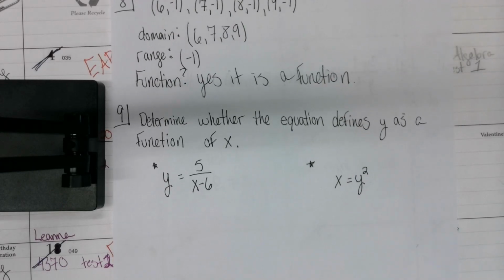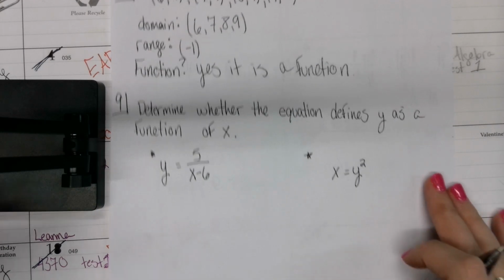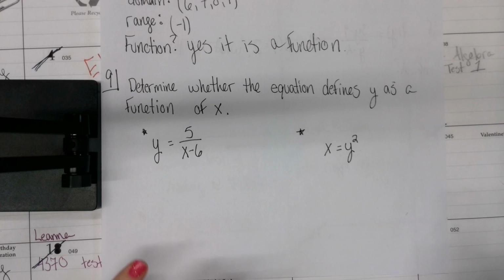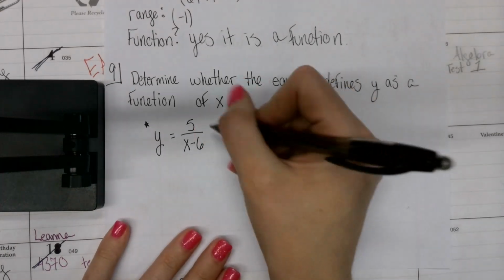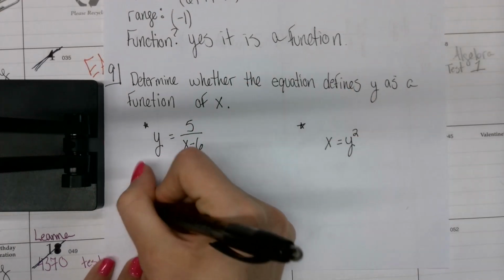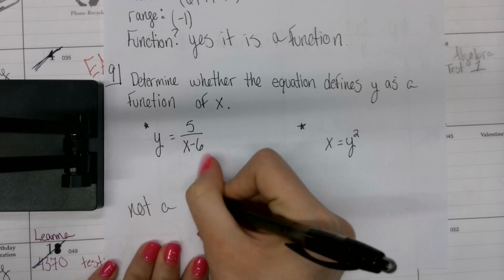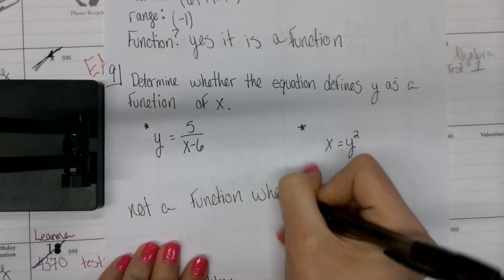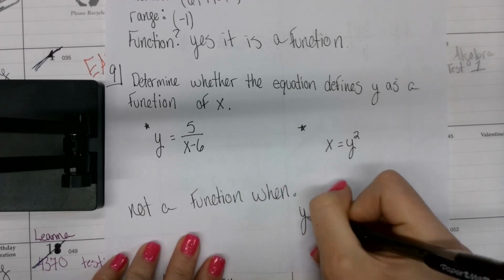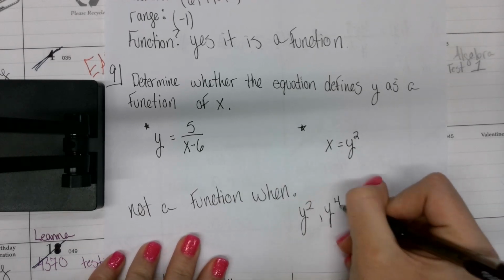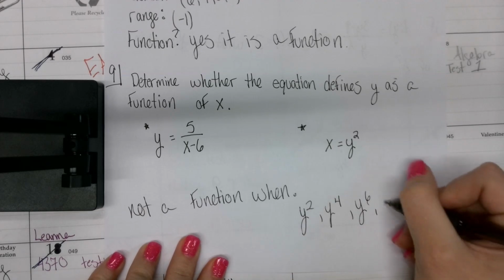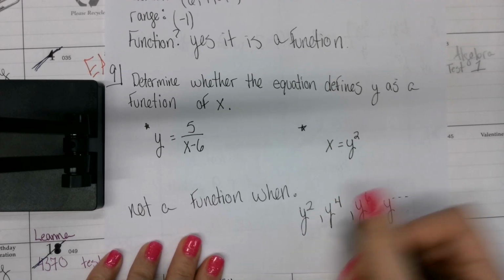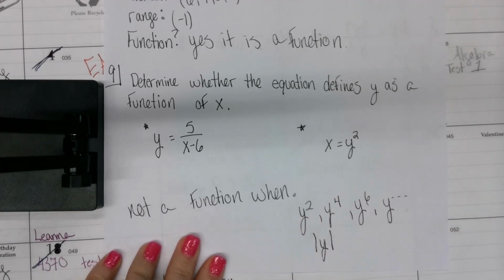Determine whether the equation defines y as a function of x. So there's a little trick or rule to this, whatever you want to call it. It's not a function when y is squared, or y to the 4th power, y to the 6th power, just the even exponents though, or we have the absolute value of y.